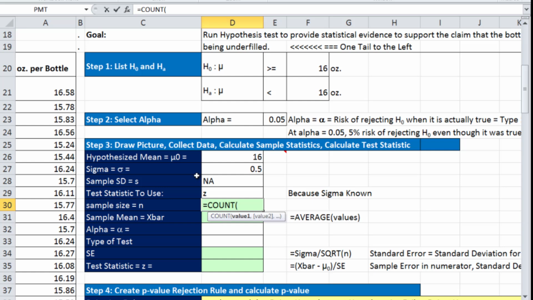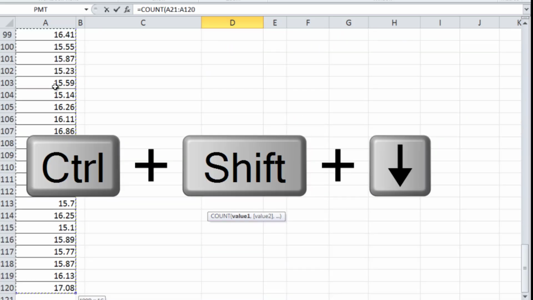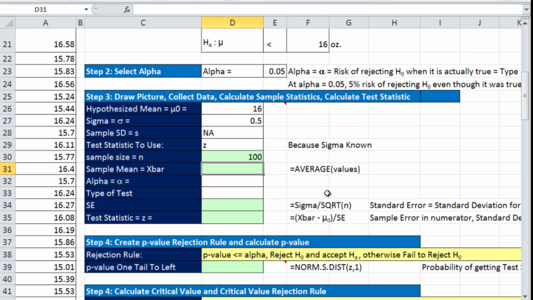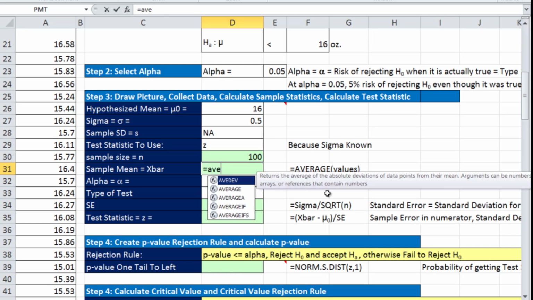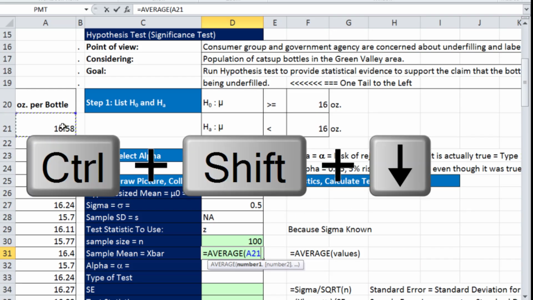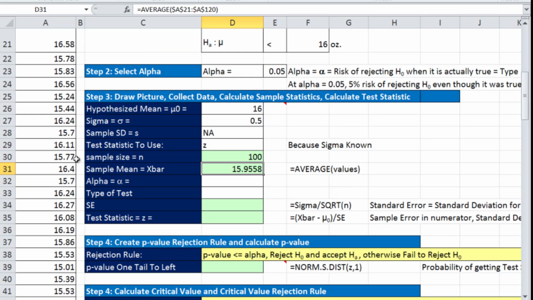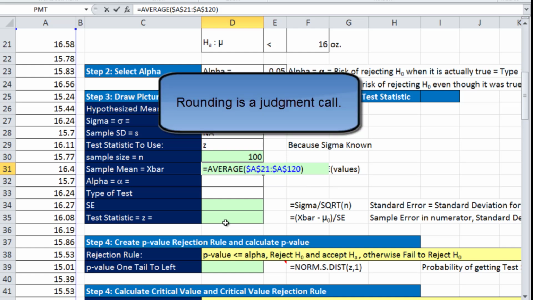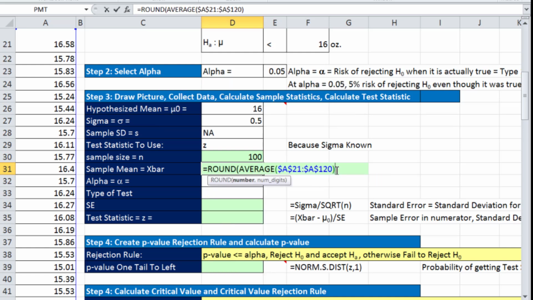Those are numbers, so I'm going to use the count function. Control Shift down arrow. All right, now I'm going to do X bar. That's average, we know it calculates the mean. Control Shift down. All right, so we have 15.958. Now, just for kicks, sometimes it's easier to deal with a certain number of decimals, so I'm going to round this, comma 2.